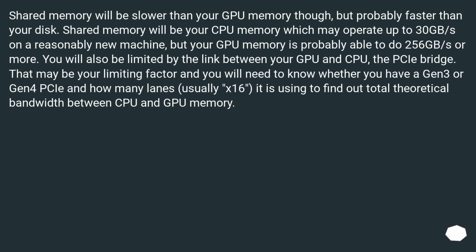Shared memory will be slower than your GPU memory though, but probably faster than your disk. Shared memory will be your CPU memory, which may operate up to 30 GB/s on a reasonably new machine, but your GPU memory is probably able to do 256 GB/s or more. You will also be limited by the link between your GPU and CPU, the PCI bridge. That may be your limiting factor, and you will need to know whether you have a Gen 3 or Gen 4 PCI and how many lanes, usually x16, it is using to find out total theoretical bandwidth between CPU and GPU memory.